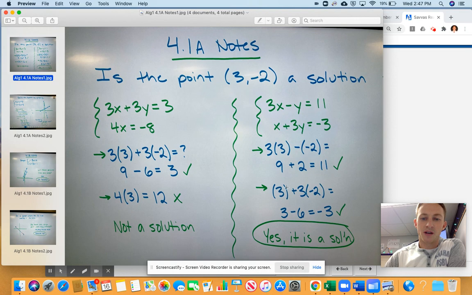Moving on to the second equation down here. We have x plus 3y equals something. Our x is 3 plus 3 times -2. So we have 3, a positive times a negative is a negative. 3 times 2 is 6. 3 minus 6 is -3. This -3 matches up with this -3. Both of these check out. So yes, (3, -2) would be a solution to this system.